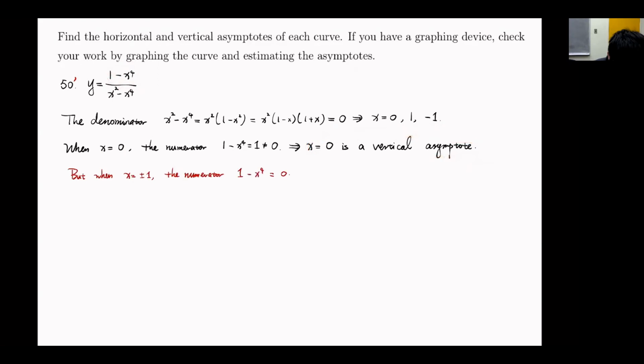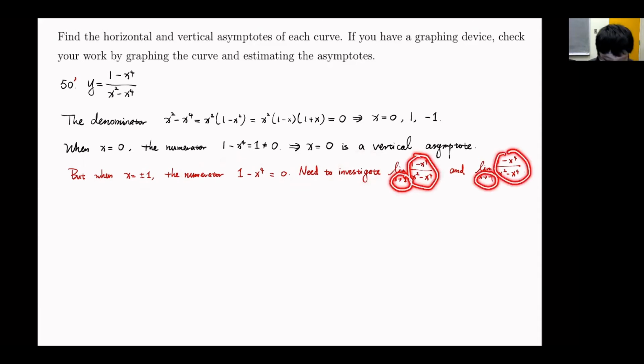However, when x equals plus or minus 1, the numerator 1 minus x to the 4th equals 0. So in this case, you have 0 over 0. This basically means you need to investigate the limit of this fraction at the number 1 and the limit of this fraction at the number minus 1.